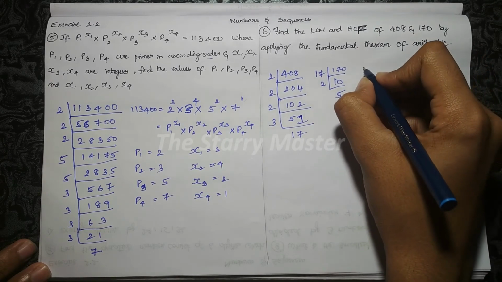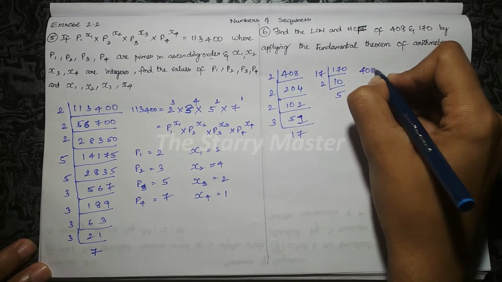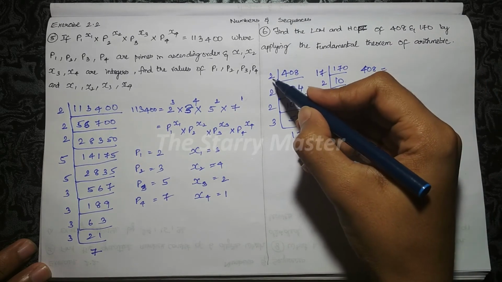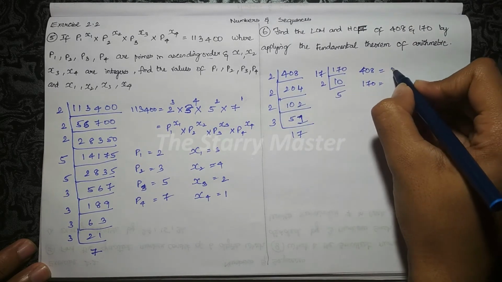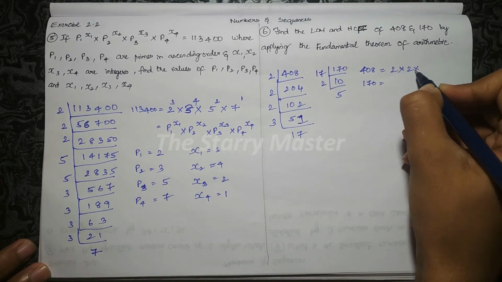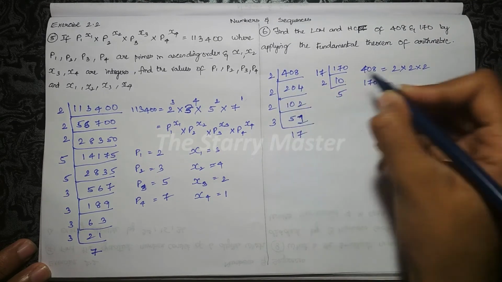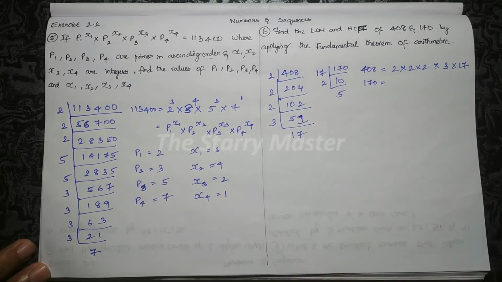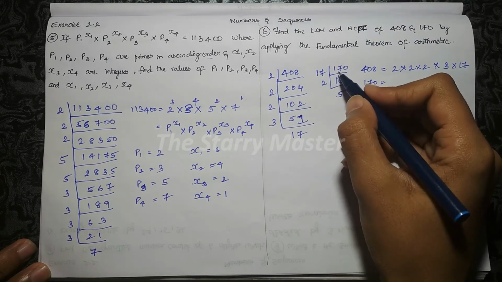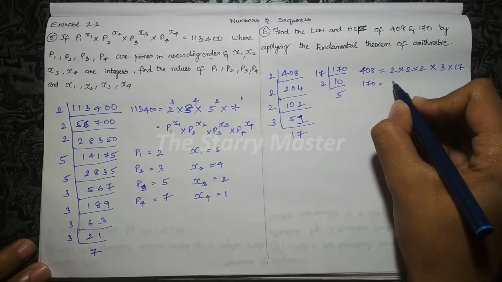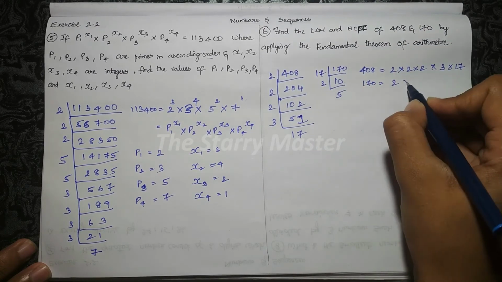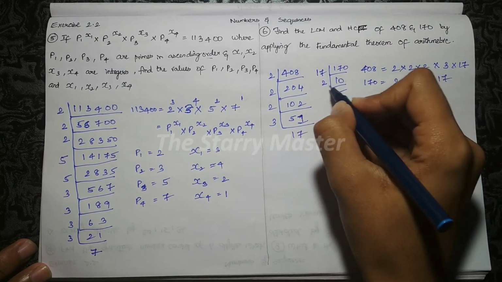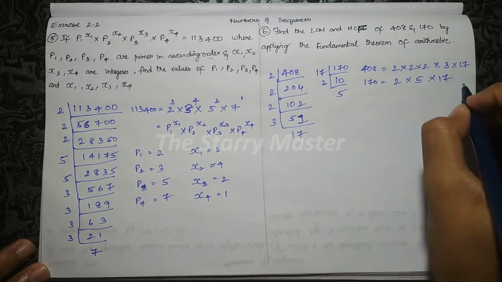So we have 408 equal to 2 into 2 into 2 into 3 into 17, and in 170 we have 2 into 5 into 17. We have written them in ascending order.